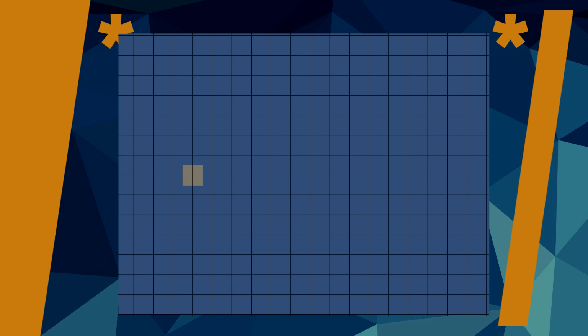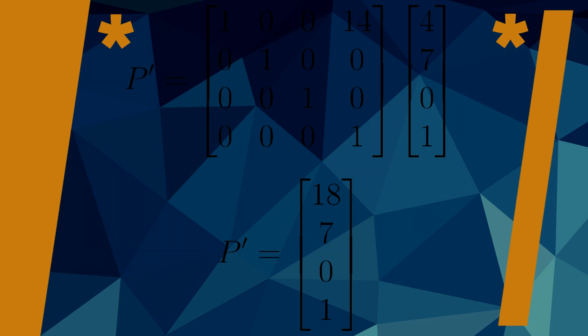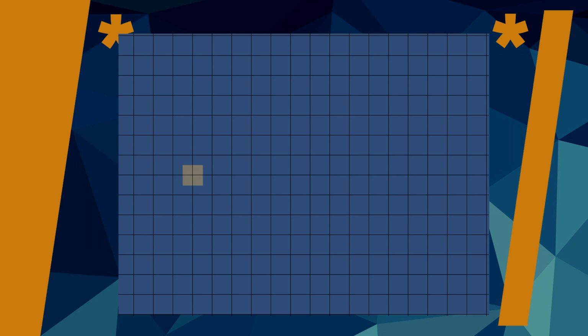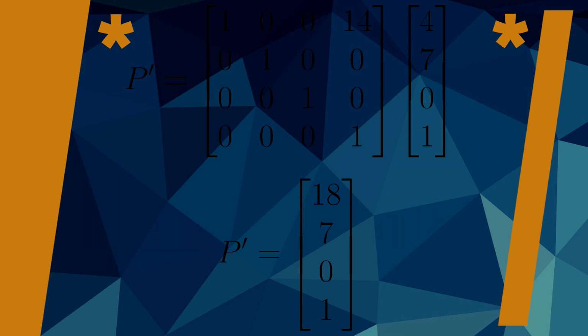Now let's say we want to move it 14 units to the right. That means that our translation matrix will replace Vx with 14, Vy with 0, and Vz also with 0. And as you can see, if we apply the matrix multiplication, P prime will be equal to the same point mathematically as it is on screen.